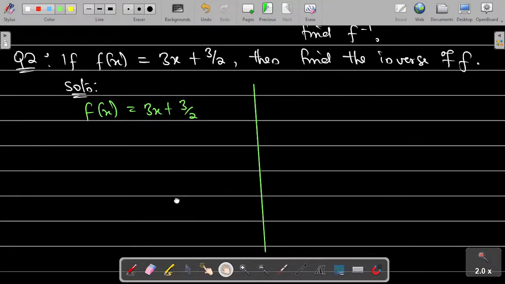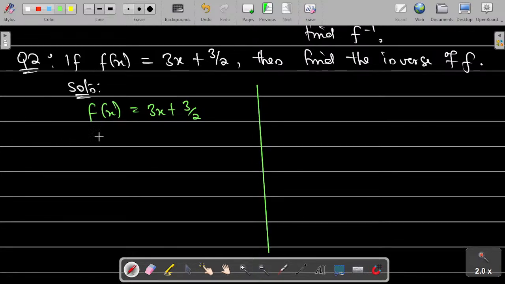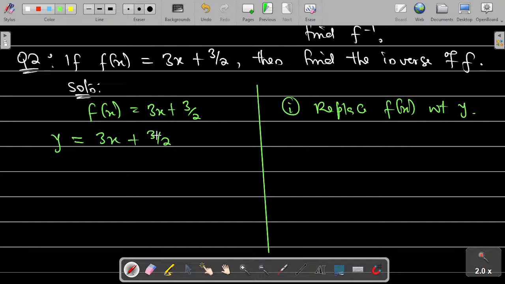Very simple. There are a few steps that you are going to take. First, replace this f of x with y. Remember I told you earlier that it is the same thing as y. So I'll replace it with y. That's the first step. You can document those steps here: replace f of x with y. So if you replace it with y, what's the next step?